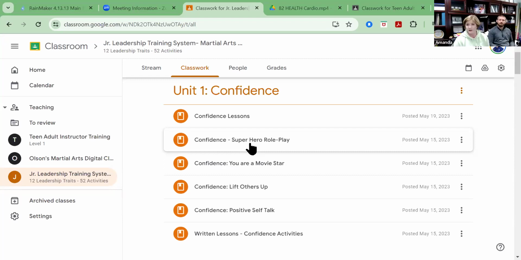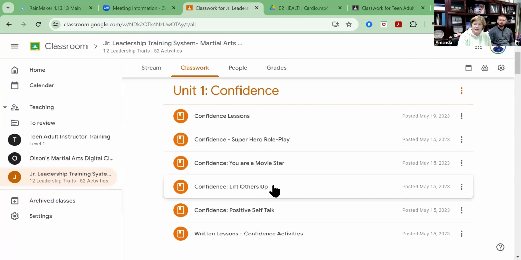And like I said, the video is like 2 minutes, and then they get to do what they just saw. I think that's one of the things, they watch it, it's fun to watch, and then they get to do it themselves. And then the next week we went to You Are a Movie Star. And then the third week, lift others up. And then that's this week. I think this is the third week. We're on positive self-talk.